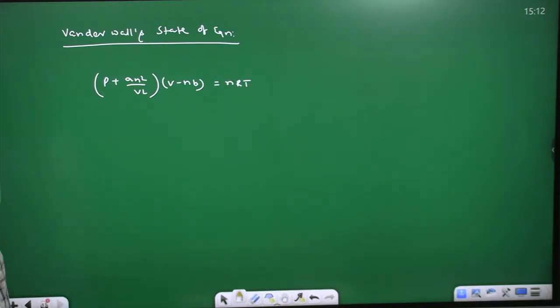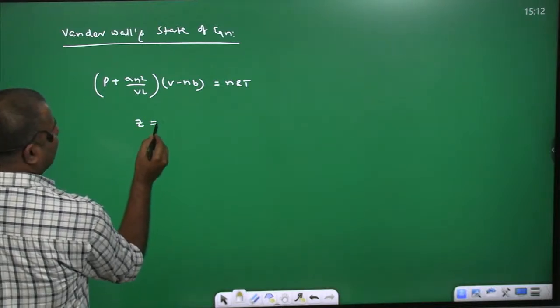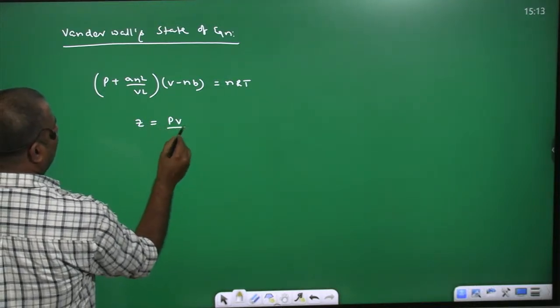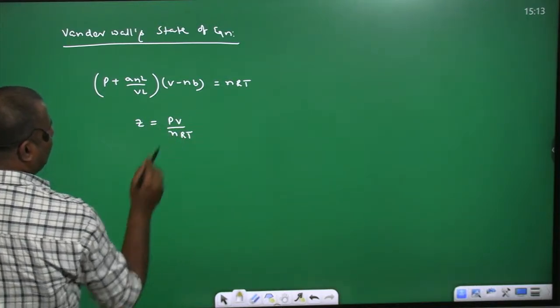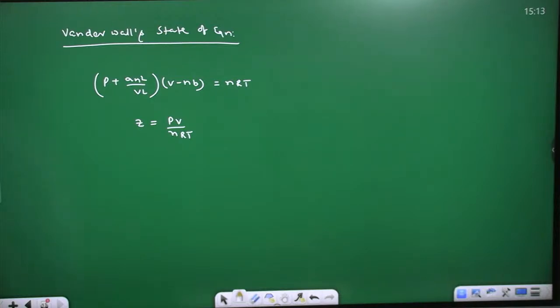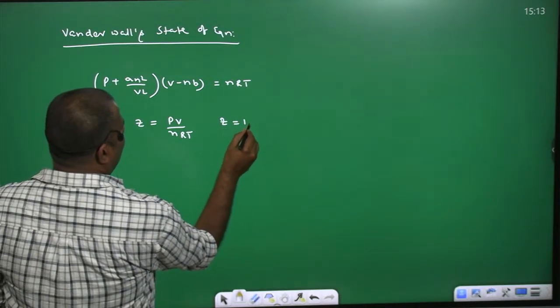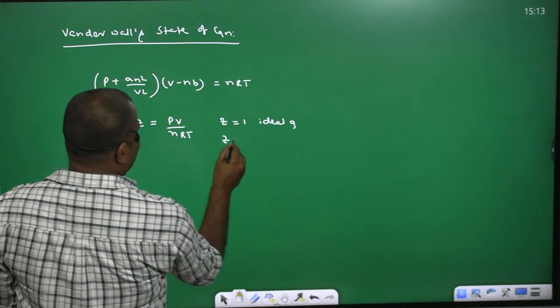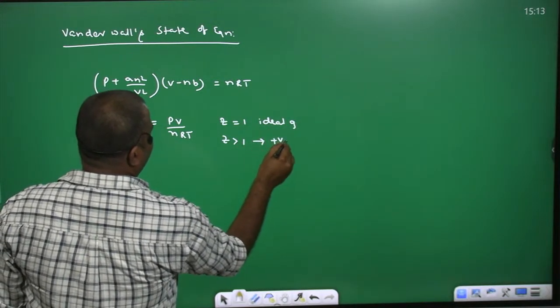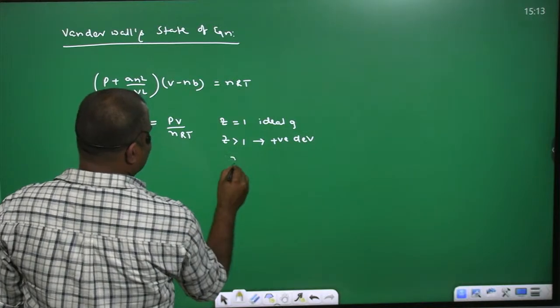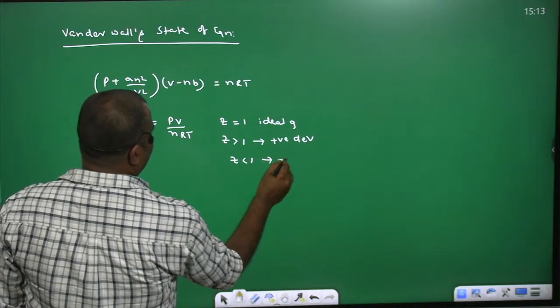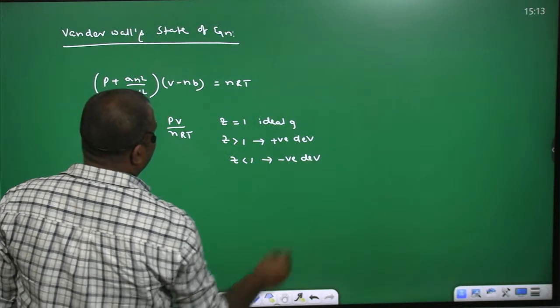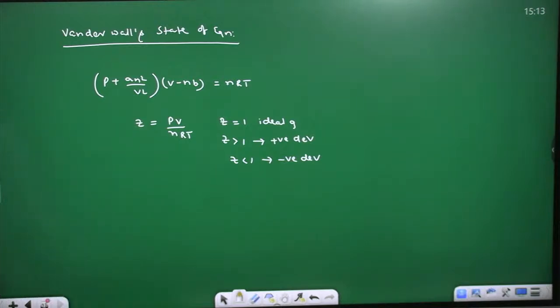For real gases or ideal gases, we are going to write Z as compressibility factor. Z equal to the formula PV by nRT, which is called compressibility factor. The Z value equal to 1 for ideal gases. Z greater than 1 is called positive deviation. Z less than 1 is called negative deviation of gases.